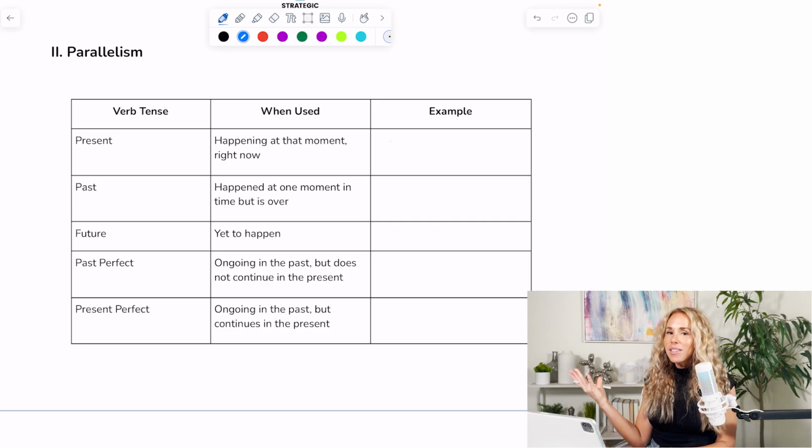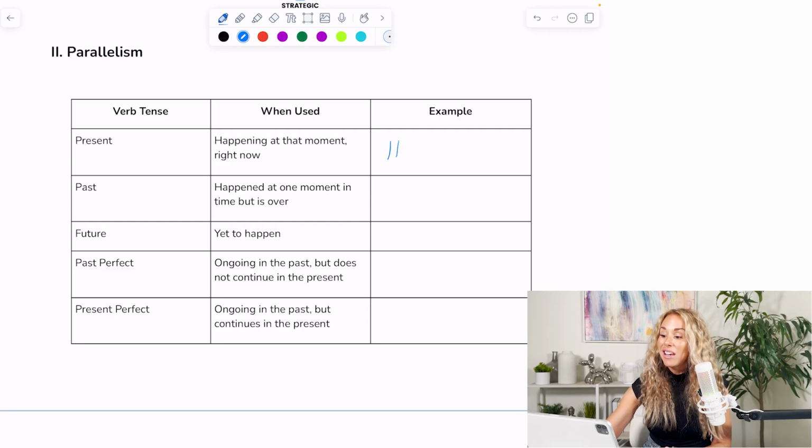So some of these things in this table are pretty obvious. I mean, present tense, you might say "he is." That's pretty simple. Past tense, you might say "he was." Future tense, you will say "he will be."